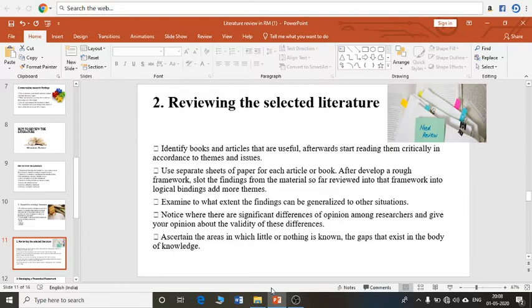Once you develop a rough framework, slot the findings from the material you have reviewed so far into that framework, using a separate sheet of paper for each theme of that framework. Then notice where there are any significant differences, that is, any important differences of opinion among the researchers, and give your opinion, that is, give the validity about these important differences. Then ascertain the areas in which little or nothing is known, and whether there are any gaps in the body of knowledge.